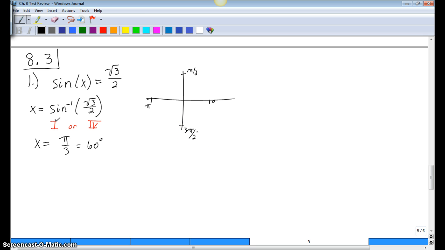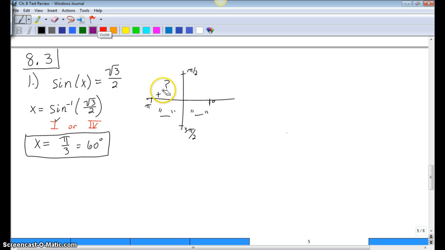Now, our question is asking us to find exact values from 0 to 2 pi. Yes, we have found one answer. That's in quadrant 1. Now we have to expand our horizon and say, alright, quadrant 1 is taken care of. Well, sine's negative down here in quadrants 3 and 4. But sine is positive in quadrant 2. So we need to have some other answer in quadrant 2.